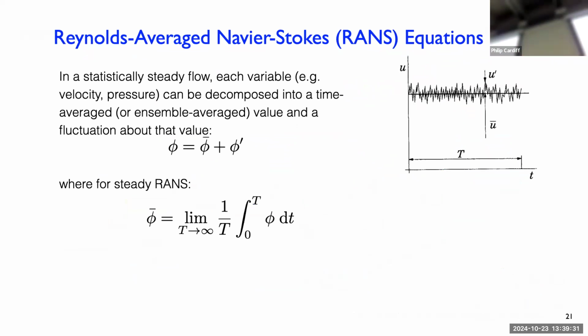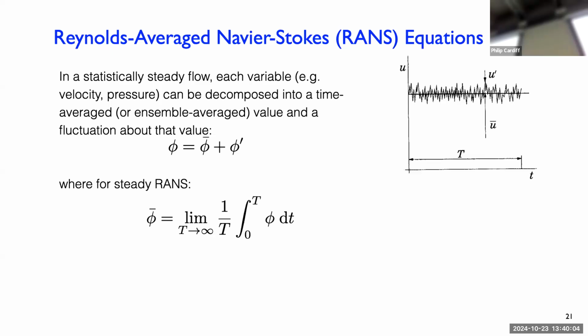So in this statistically steady flow, each variable, pressure, velocity, but also derived variables like stress, they can be decomposed into a time average value and a fluctuation about that value. So if I go back to my example over here, this is velocity at a point versus time. So we have a noisy signal like this. So I can say, well, this true velocity at that point, I can define that as u bar, which is just the average, a constant, plus u prime, which is a fluctuation away.